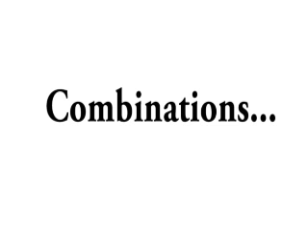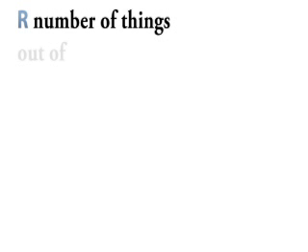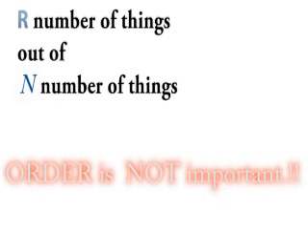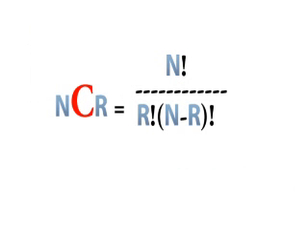Combinations. This concept is used when you choose r number of things out of a total of n things. In combinations, however, order is not important, and the formula is as follows.